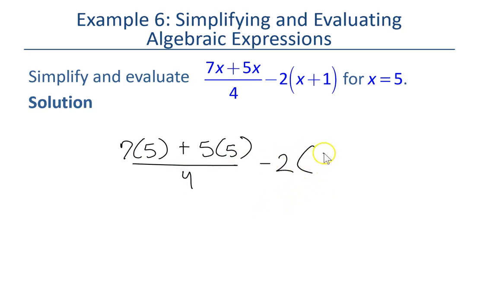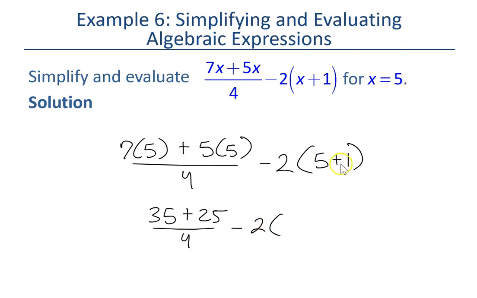And then right here, I've got a 5 plus 1. Let's start being very careful, very intentional. Notice we really need to get this done first, and we can get this done. So 7 times 5, that is going to give us 35, plus 25, all over 4 minus 2 times, well, I've got 5 plus 1 here, that's going to be 6.